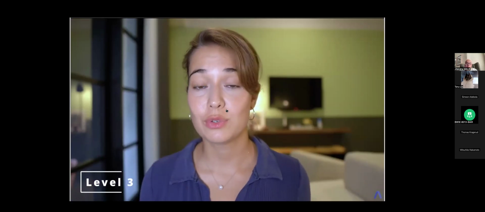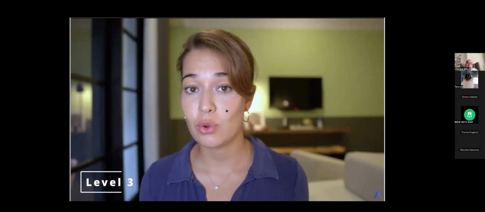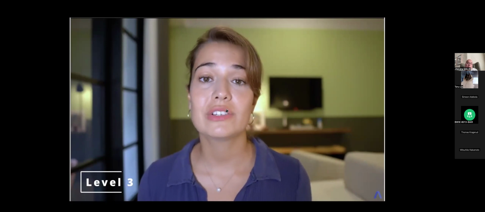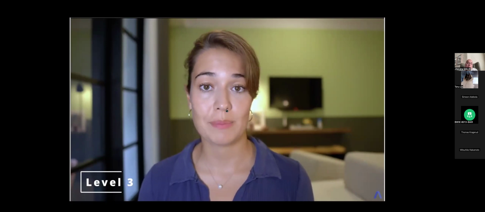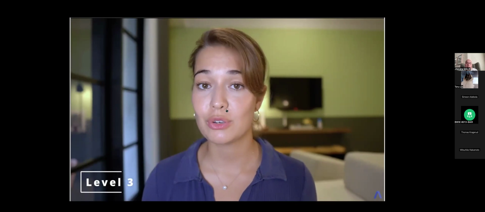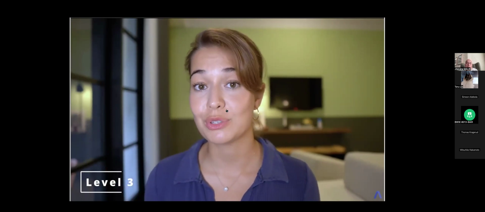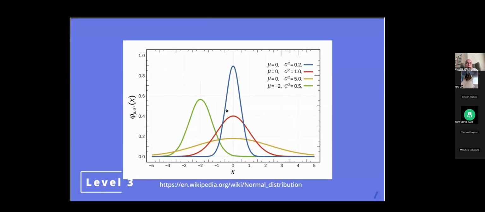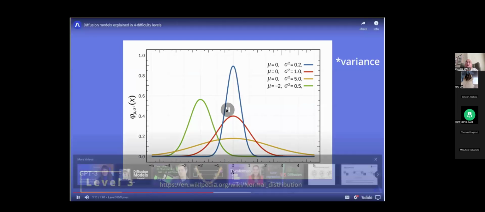Level 3. So now that we understand what diffusion models do is basically add noise to an image, let's understand what it means to add noise to an image. There are many different types of noise, and the noise that is added in diffusion models is called the Gaussian noise. What is Gaussian noise? It is a noise that has the probability distribution of a Gaussian or normal distribution, given the different mean and variation values for this.